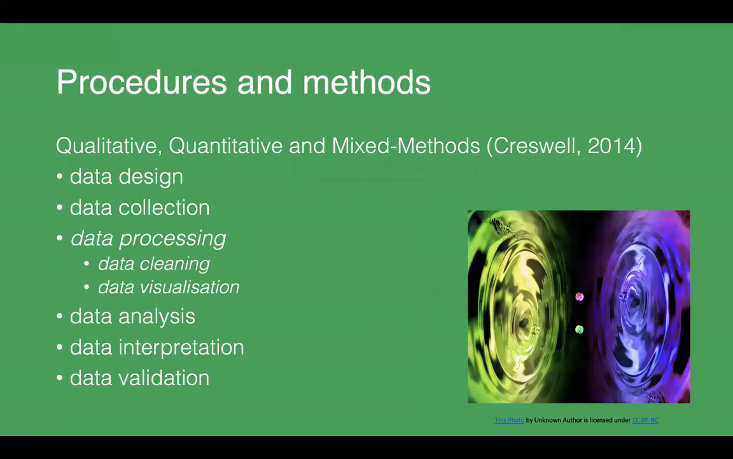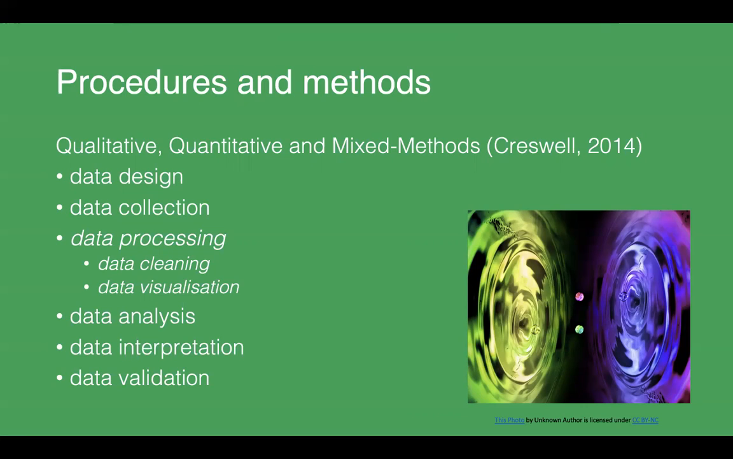The procedures and methods that we follow come from Creswell 2014's textbook on qualitative, quantitative, and mixed methods research. So these are three forms of empirical research, and they involve the following steps as bulleted on the screen. They involve a description of the data's design, how data is collected, how data is processed, how we as researchers will analyze the data, interpret the data, and validate the data. What is not explicitly mentioned is what data processing entails.